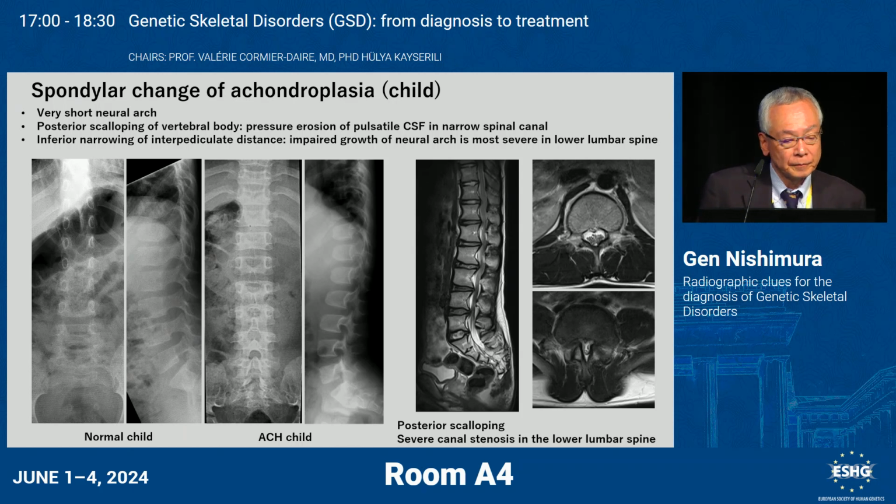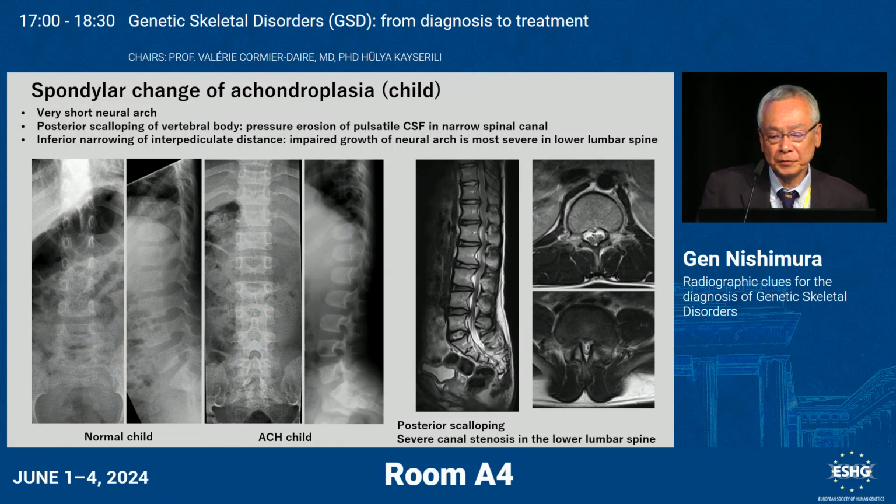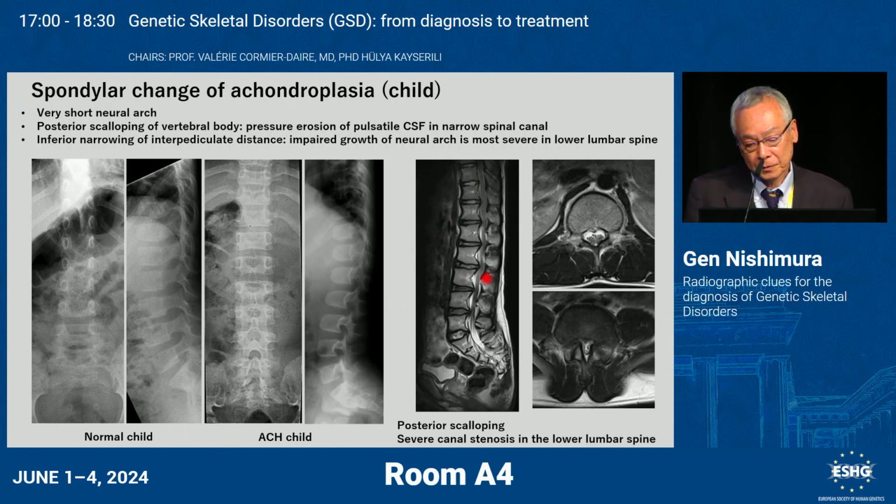In a normal child, the interpedicular distance of the lumbar spine increases caudally. However, an achondroplastic child shows inferior narrowing of the interpedicular distance. That is because impaired growth of the neural arch is most severe in the lower lumbar spine. On MRI, you can see very narrow spinal canal, posterior scalloping of the vertebral body, and very severe spinal canal stenosis in the lower lumbar spine.